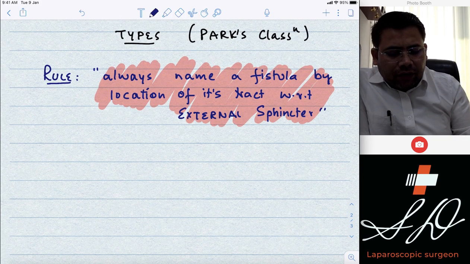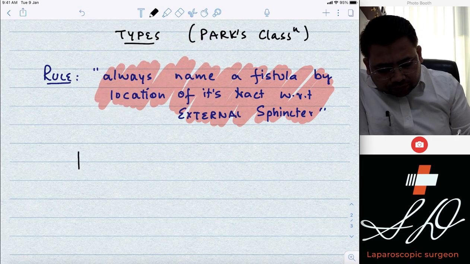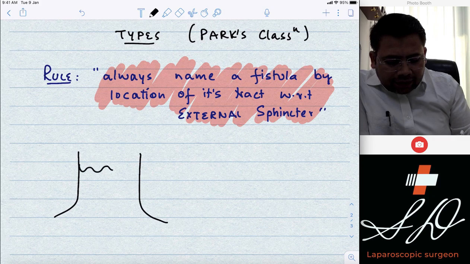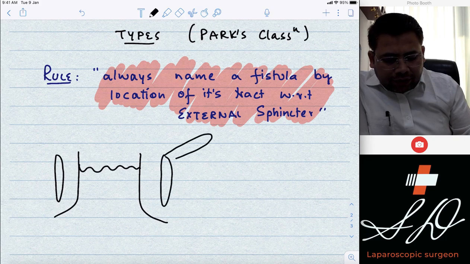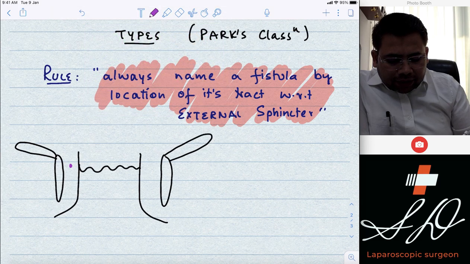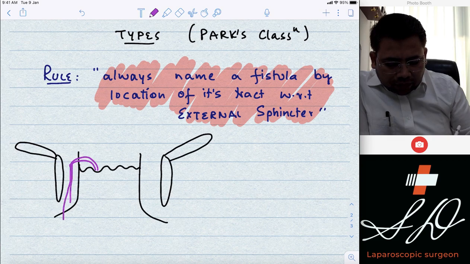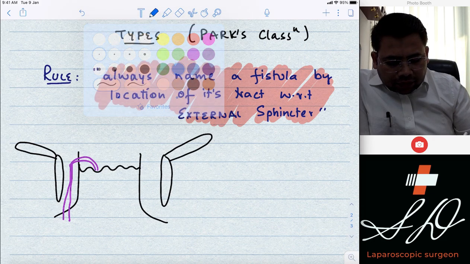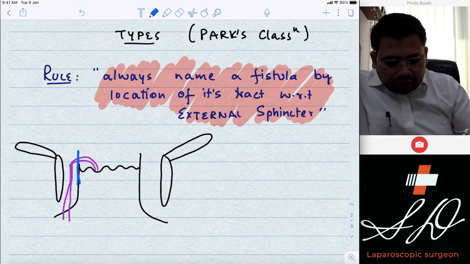The first fistula we are going to discuss: this is the anal canal, this is the dentate line, and this is the external sphincter, which is a continuation of the levator ani. Imagine this is the tract. I hope you know this is the internal sphincter.